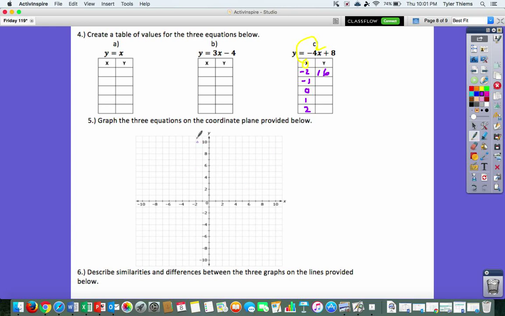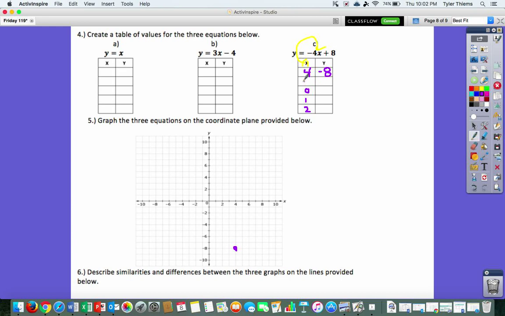Notice how that one actually goes off the graph. Our graph only goes up to 10. So that's not a good value to pick. Maybe I should choose some different values here. We already have 0, 1, 2. I'll go ahead and make this 4. Let's see what we get when we plug in 4. -4 times 4 is -16. -16 plus 8 gives you -8. So the first point we can have is where x is 4 and y is -8, which is right there.